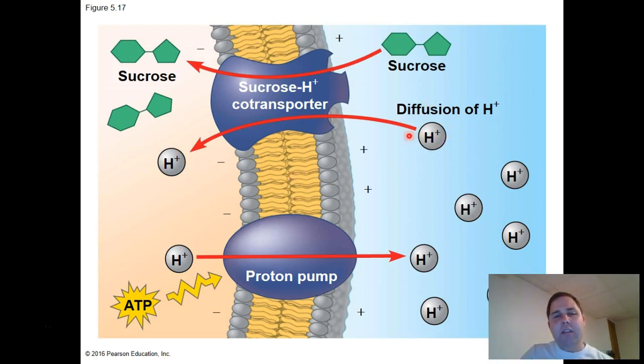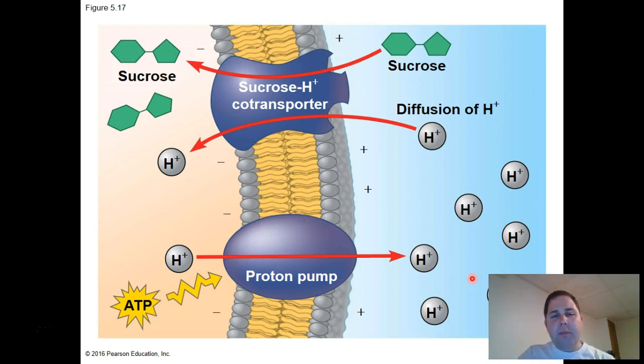These positive charges are going to be attracted to come in, but we don't just let them come back into the cell. We force them to go through a cotransporter that brings a sucrose molecule with it when a hydrogen comes in. And so now we've coupled the movement of hydrogen passively across the membrane with an active transport against the concentration gradient of sucrose. So by doing work all the way down here, we're creating a membrane potential that can do work later to move something like sucrose into the cell.